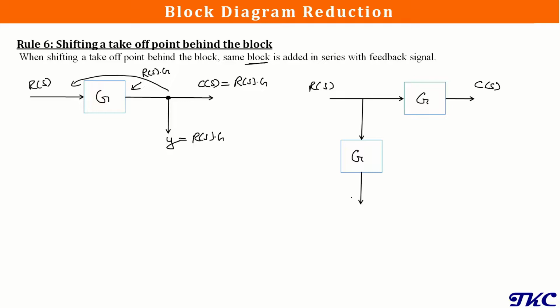Now let's see what the feedback signal value and the output are here. R of S is going to multiply with G to give us the output directly, so it will be R of S into G, and to get Y, this R of S will be multiplied with G, so again we will have R of S into G as the value of Y. So we can see the output value for both cases, and the Y signal is also the same, so this proves this result.